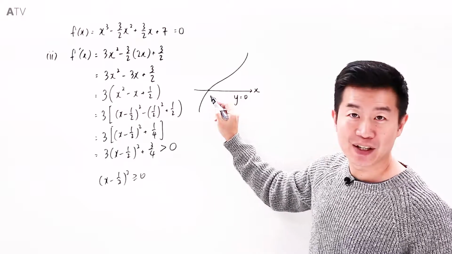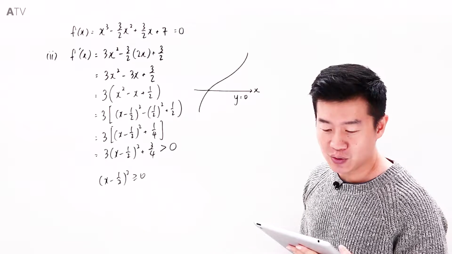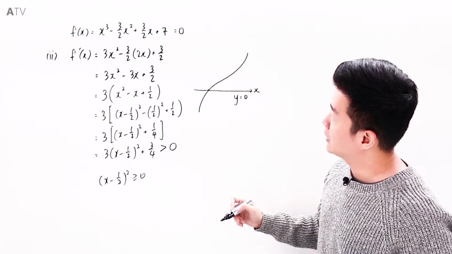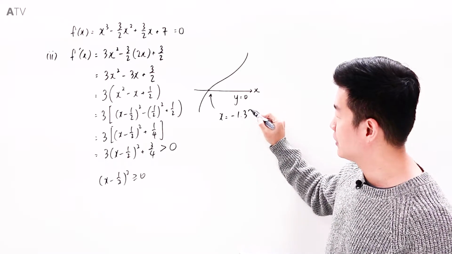There's only one particular value here. So this implies that when I have the equation f(x) = 0, there's going to be only one real root. And if I were to solve this using my graphing calculator, this real root here is going to be -1.33.